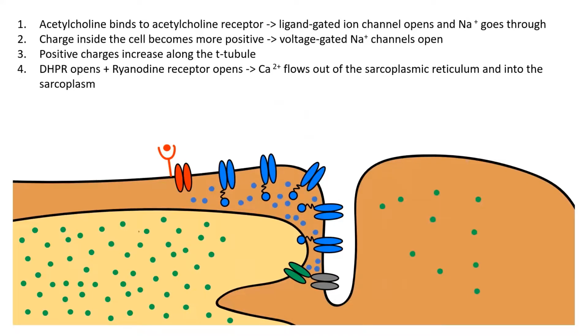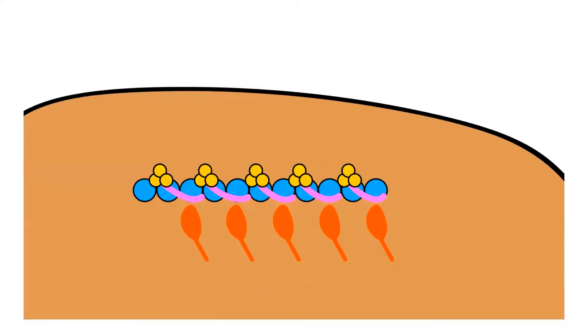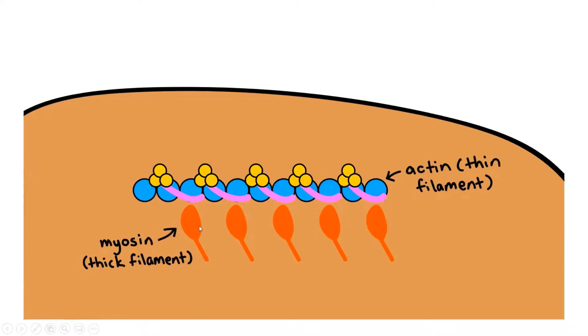Now let's zoom into what's happening in the sarcoplasm once calcium is released. Here I have a portion of a sarcomere for simplicity. These blue circles represent actin, which forms the thin filament. These are the myosin, which form the thick filament. These lines covering the actin are tropomyosin, which is important for preventing myosin from binding to actin when it's not needed. These yellow triplets are troponin, which is associated with the tropomyosin.